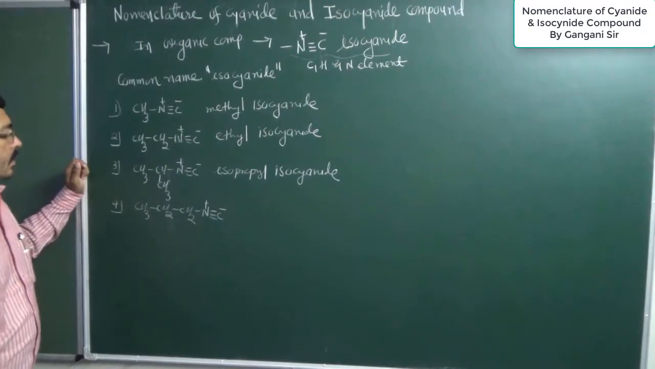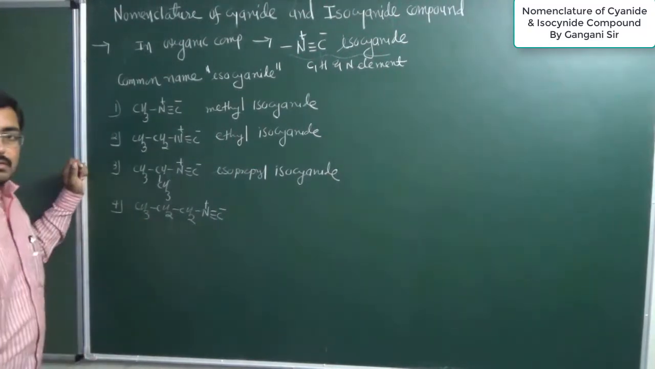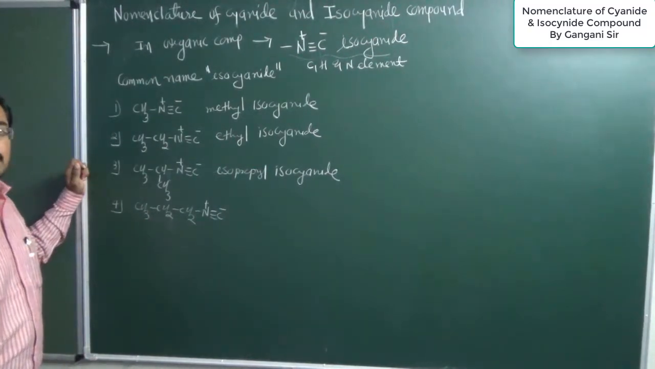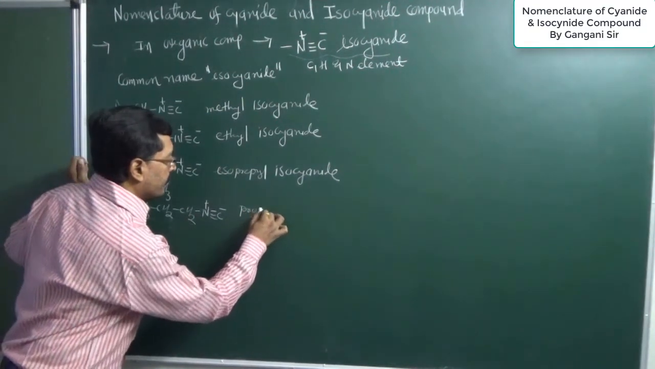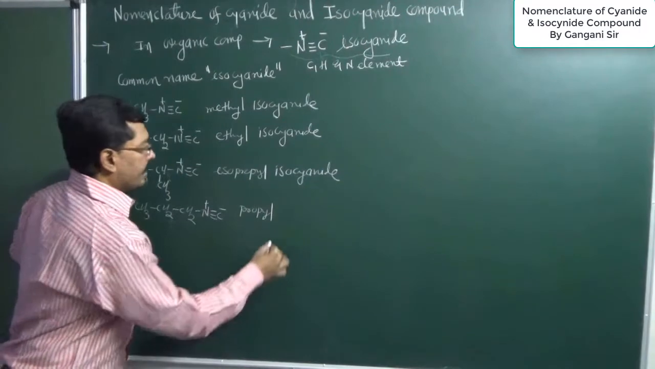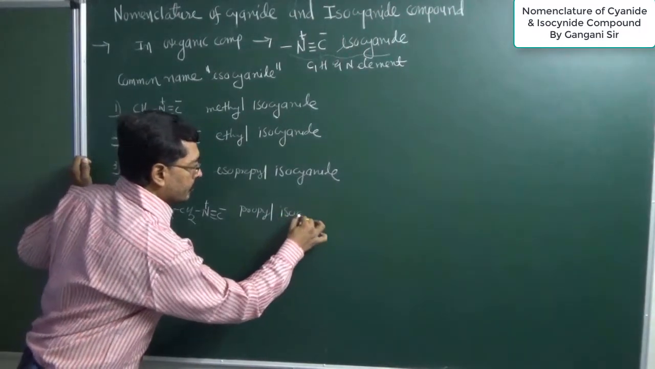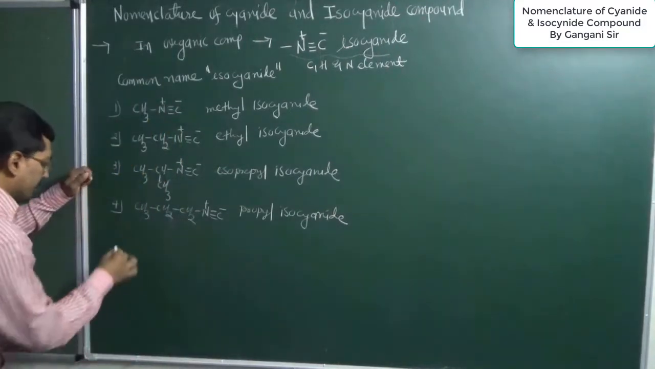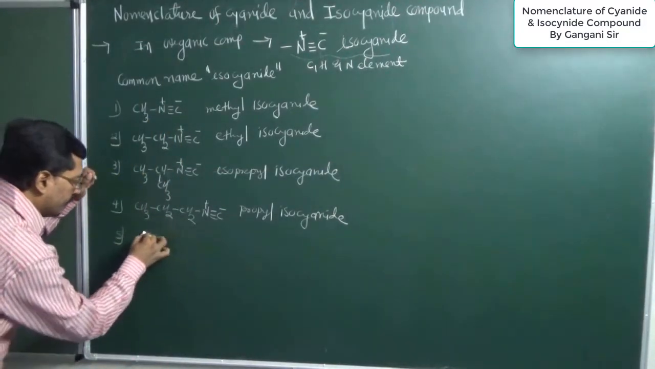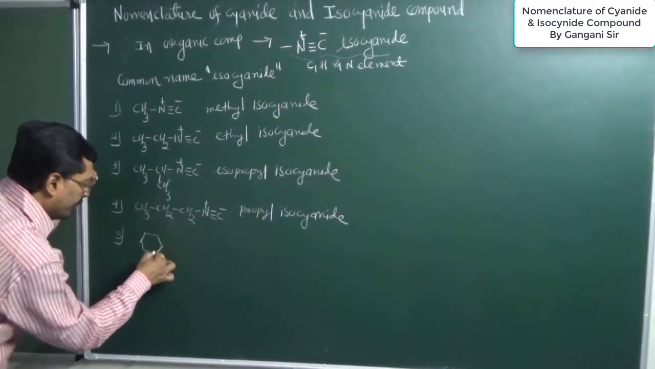Here long chain, other than this cyanide, 3 carbon atoms. So name of this compound we can give as propyl, and remaining part is isocyanide. So propyl isocyanide. Similarly, if we have a 5 carbon atom, it is attached with a phenyl ring.